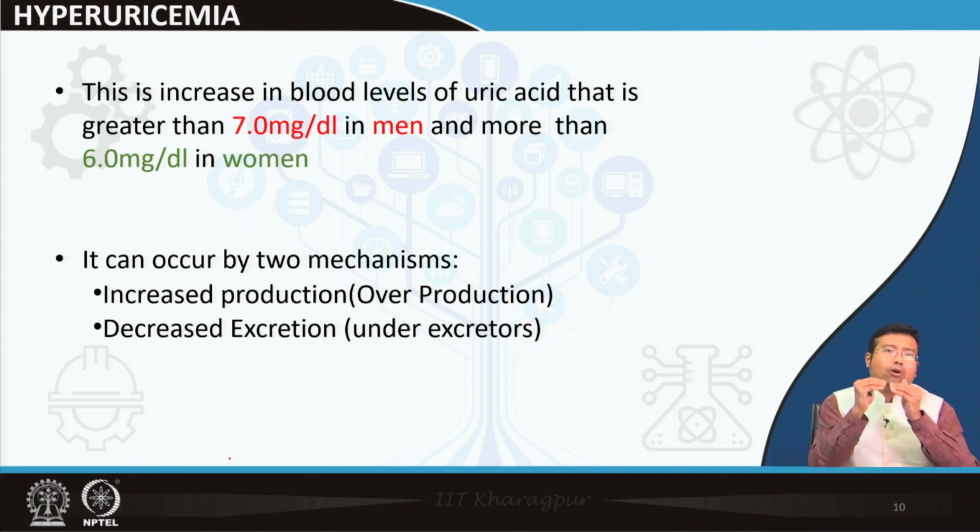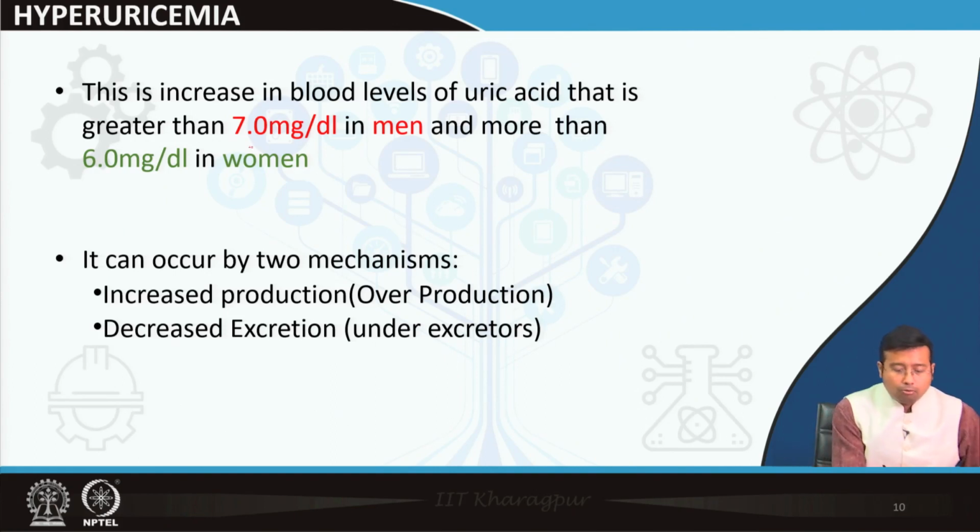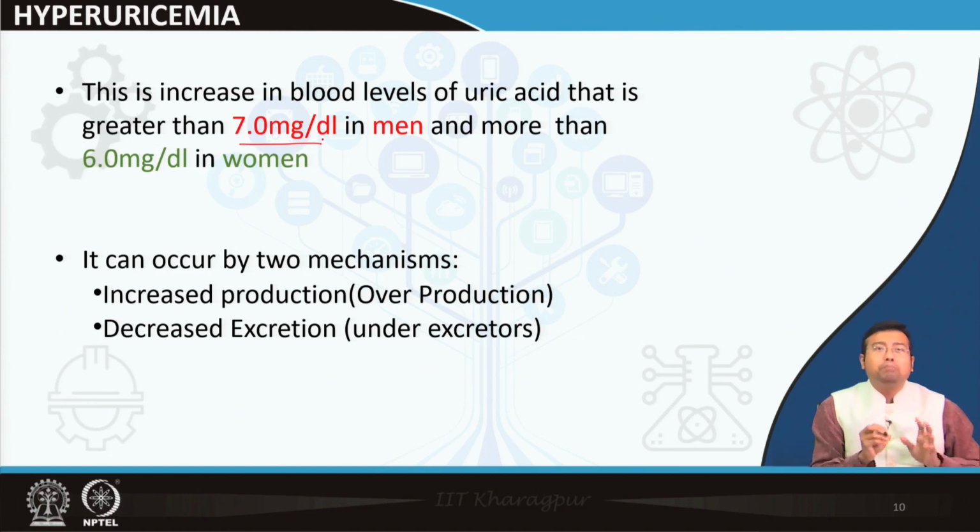What is the cutoff level beyond which we will claim it to be hyperuricemia? You should all remember, it is more than 7 mg per dl in males and more than 6 mg per dl in women. So, it varies. The reference cutoff value is different in males and females. Males generally have a higher level of uric acid. Why? Again, the answer lies very soon.